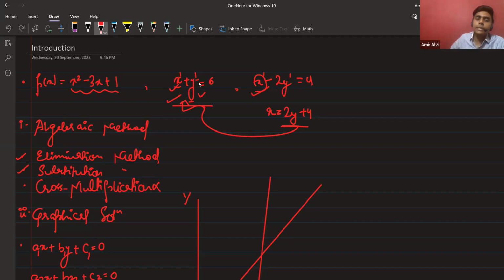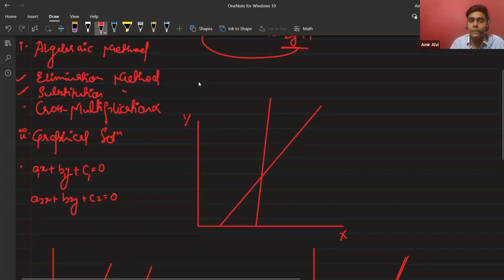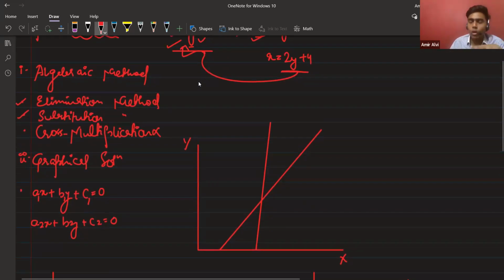Basically, at this point of time we have 2 methods to solve the equations. First one is algebraic, second one is graphical. We haven't done graphical yet, so in the next class we will be doing graphical. At this point of time, we have done the elimination method. Second is the substitution method. Cross multiplication has been deleted from the CBSE portion, so that's why we won't be doing it.